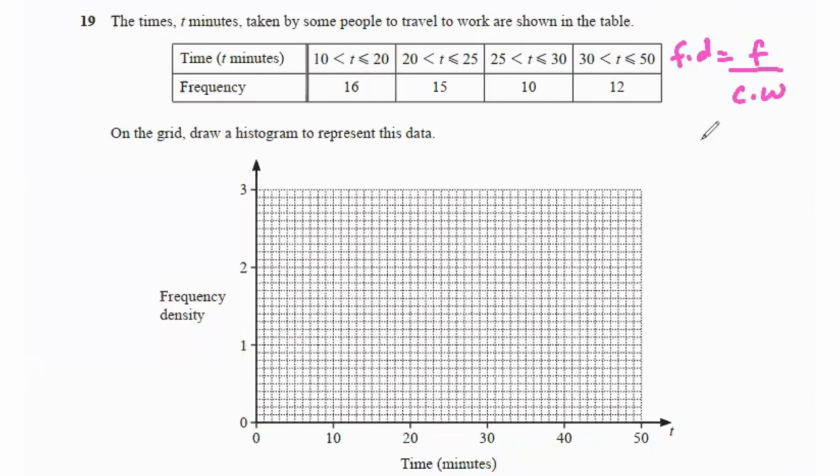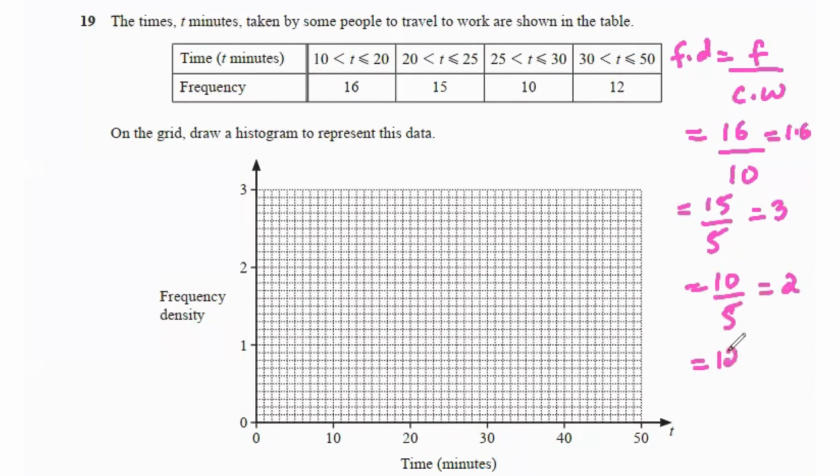So for the first one, your frequency is 16 and class width is 10. Class width is basically the difference of your intervals. So 20 minus 10 is 10, and that's going to be 1.6. Then for the other one, it's going to be 15 over 5, which is 3. Then it's going to be 10 over 15. Then it's going to be 10 over 5, which is 2. And lastly, 12 over 20, which is going to equal 0.6.